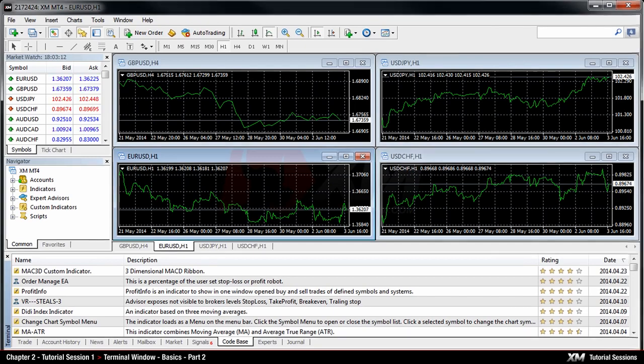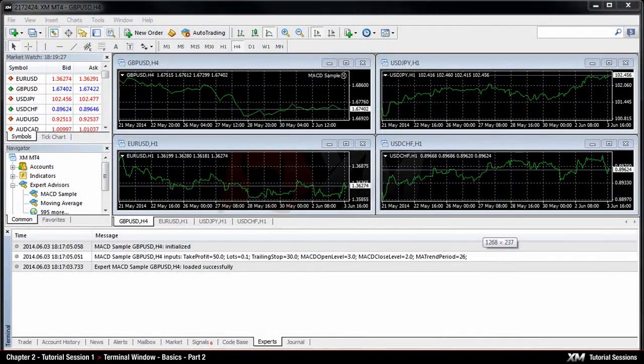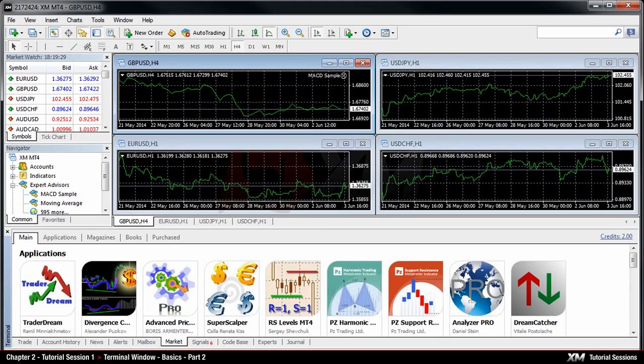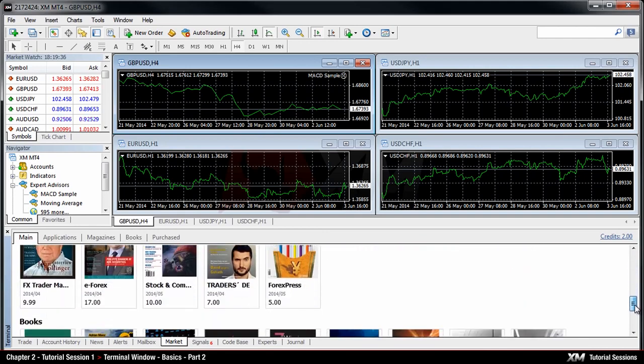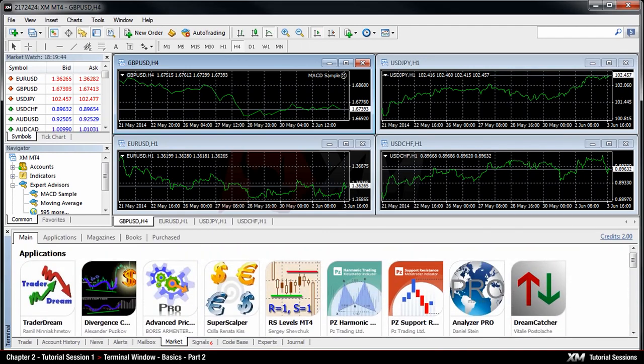The Experts tab displays information about the functioning of the attached EA, including opening and closing of positions and order modifying. The Market tab is a store of paid and free applications where traders can gain access to hundreds of ready-made trading robots, technical indicators and other products.